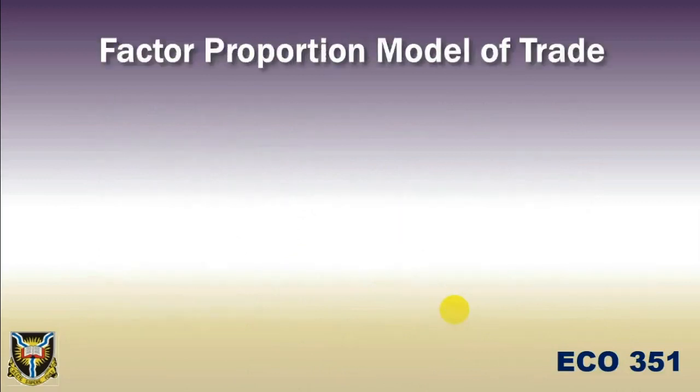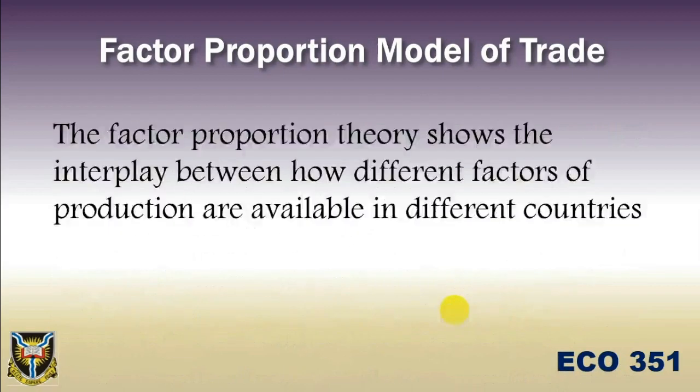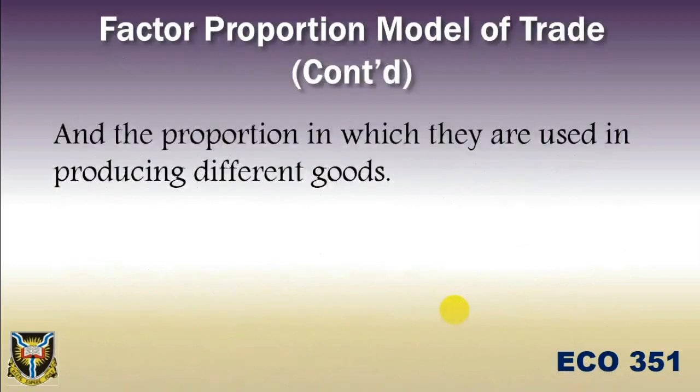Factor proportion model of trade. The factor proportion theory was developed by two Swedish economists, Eli Heckscher and Bertil Ohlin. The theory is usually referred to as the Heckscher-Ohlin or simply HO framework. The factor proportion theory shows the interplay between how different factors of production are available in different countries and the proportion in which they are used in producing different goods.